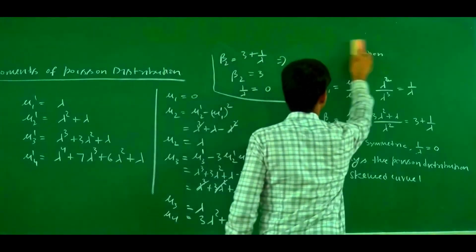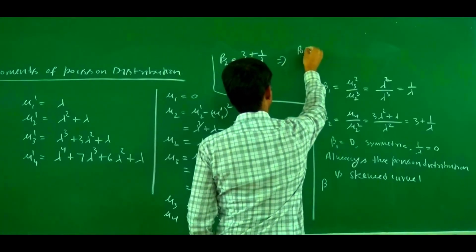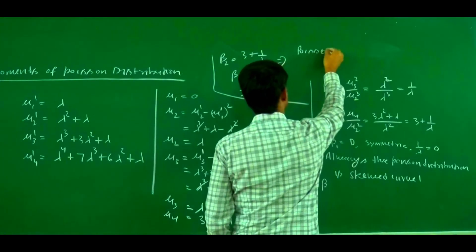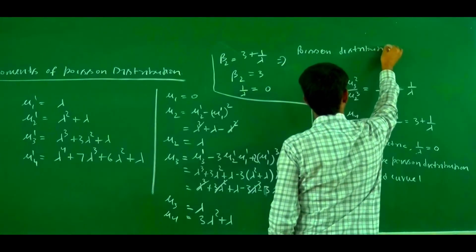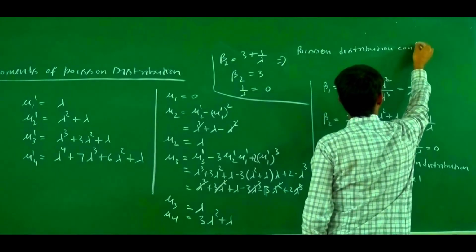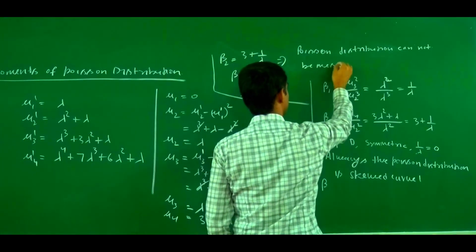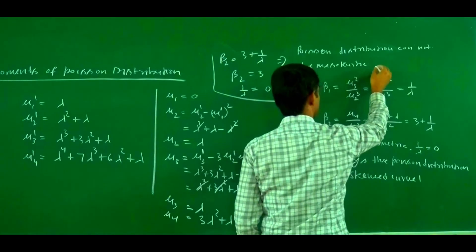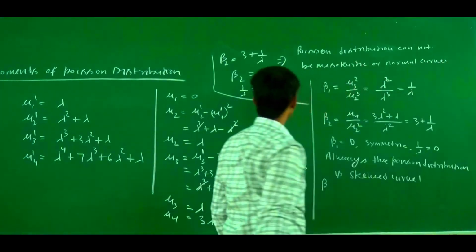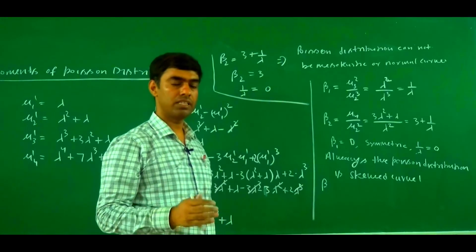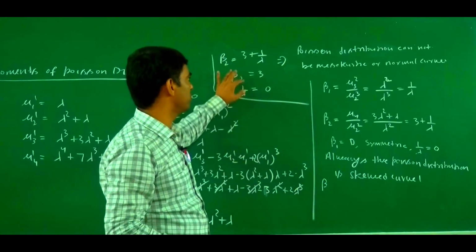I will write clearly here: Poisson distribution cannot be mesokurtic or normal curve. What is the meaning of this? It means a Poisson distribution is either highly peaked or low peaked, either a leptokurtic curve or a platykurtic curve. So leptokurtic distribution or platykurtic distribution.